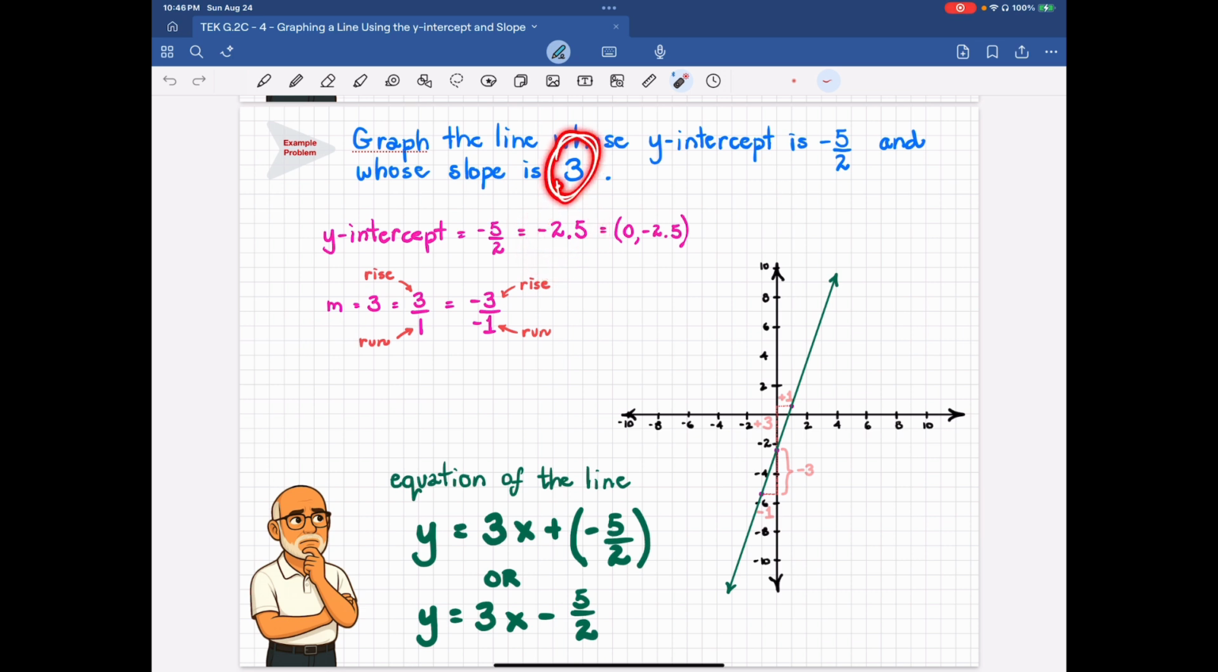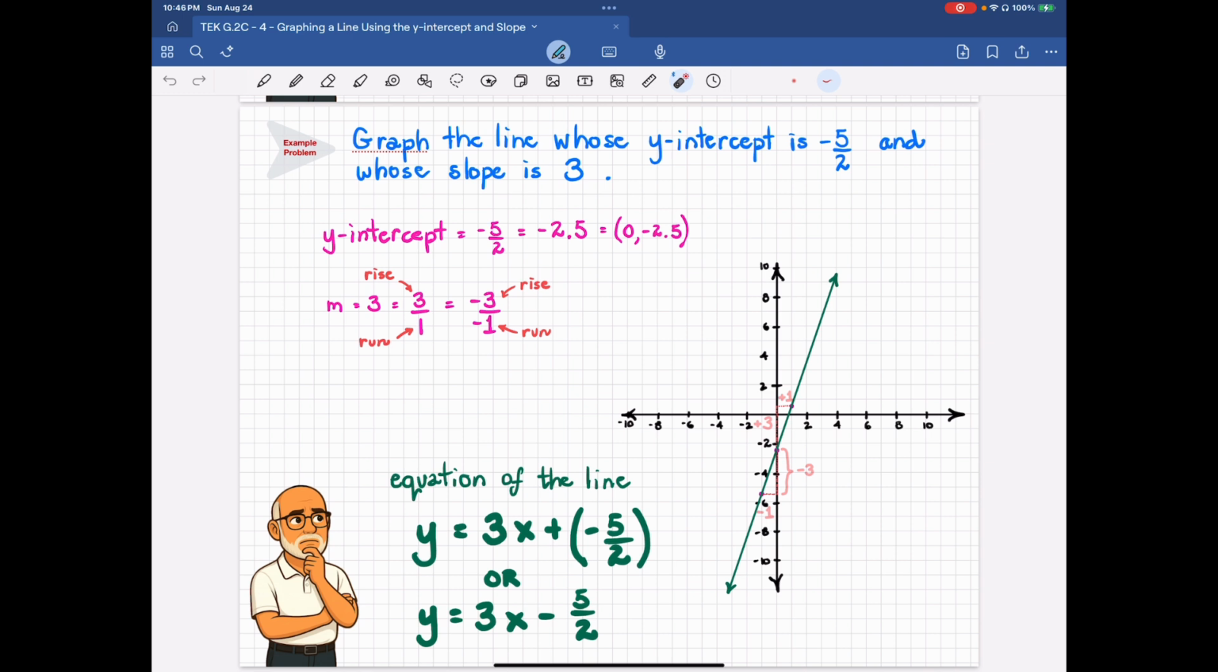My slope, however, is just a numerator. It's just a 3. So I'm going to say my slope is 3. I know that I can always write this as a fraction by putting the numerator over a 1. So my rise is 3, my run is 1. Since both of these are positive, I can make the 3 negative and the 1 negative, and what I end up with is a negative 3 over a negative 1. This negative 3 is my rise. This negative 1 is my run.